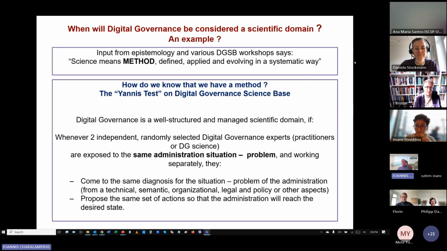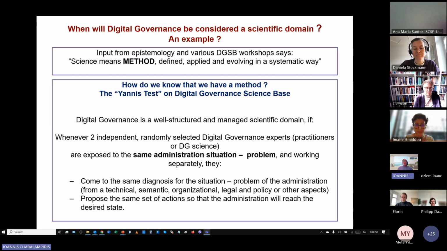Now, I call it the Yannis test, but we devised it in one of our meetings, because I always had this question, what is this science-based digital government and why do we need it? And, you know, through all these discussions, we finally said, science first means method, and you must have a method that is well defined, and you apply it, and then this method evolves in a systematic way. But think about this test.